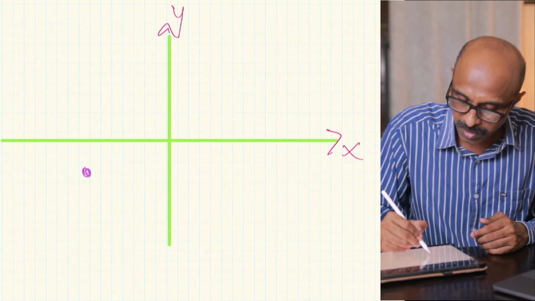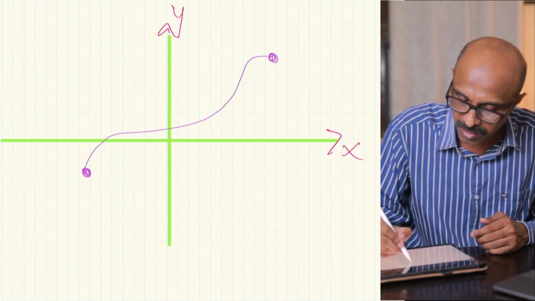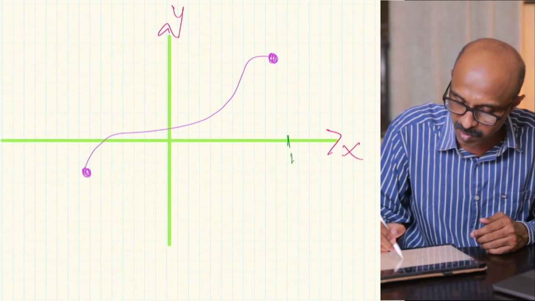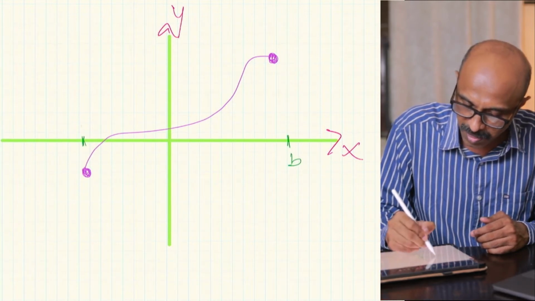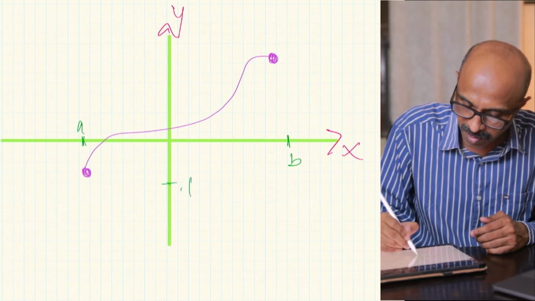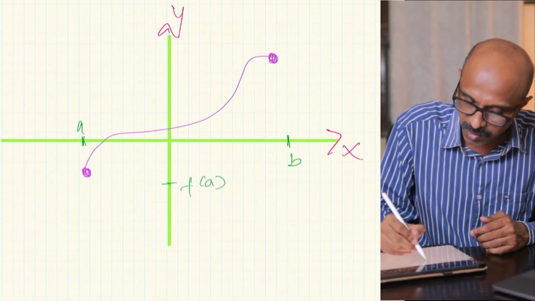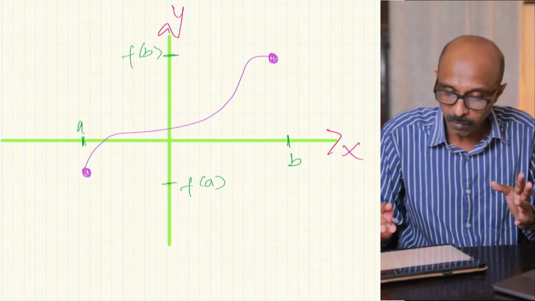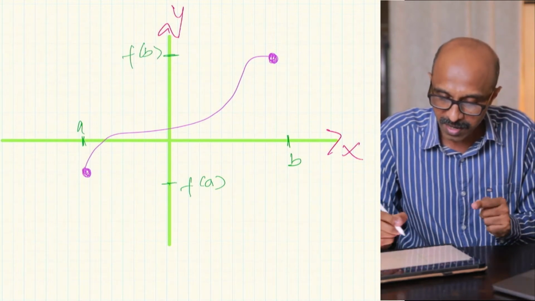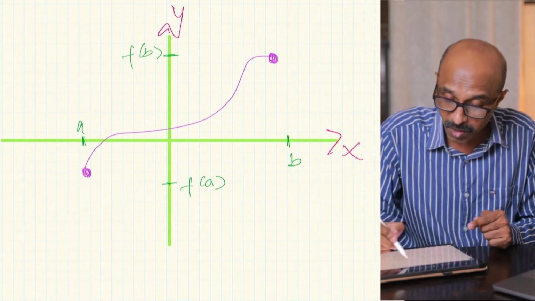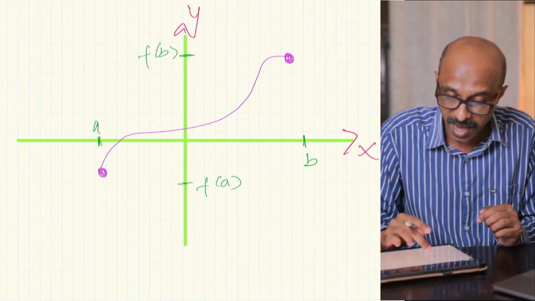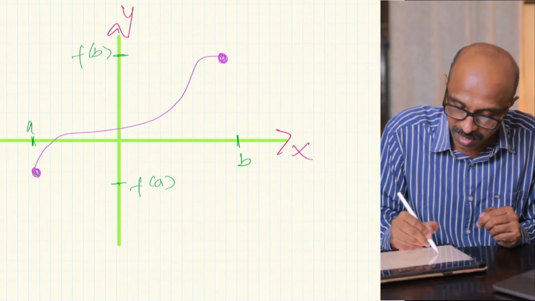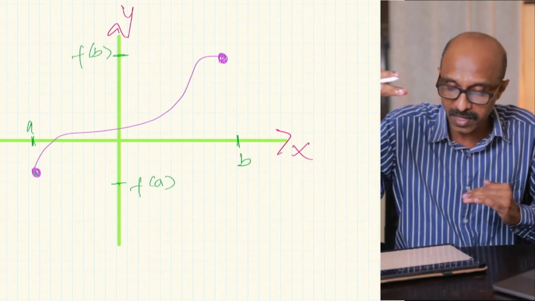Remember, this is a closed interval, so the endpoints are included. This is going to be my a, this here is my b, this is my f of a, and this is going to be my f of b. So what conditions are satisfied so far? f is continuous on the closed interval [a, b], that's correct. And then what do we want? f of a is not equal to f of b. That's our f of a here, and that's our f of b there. They're not equal, they're far apart.